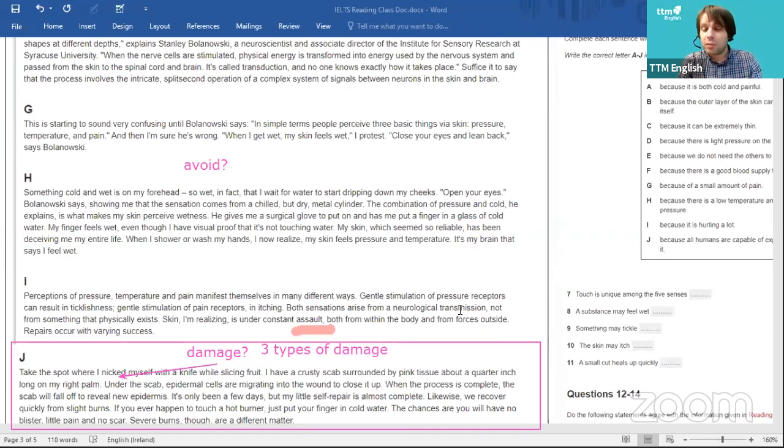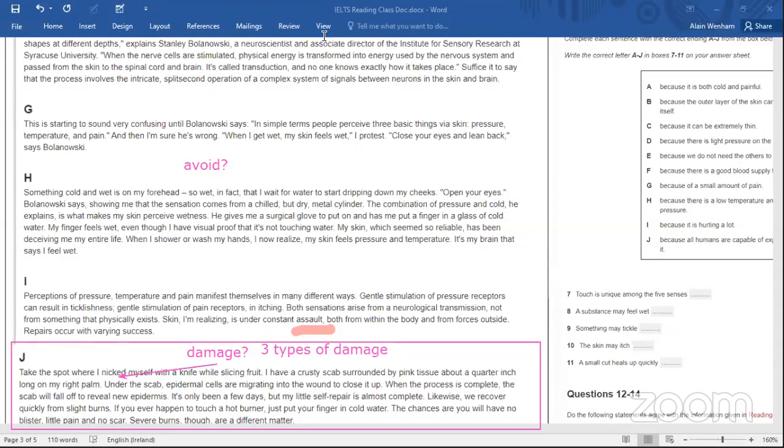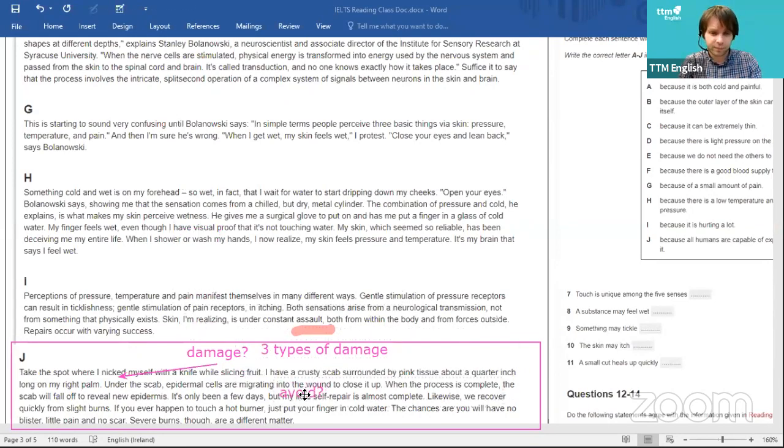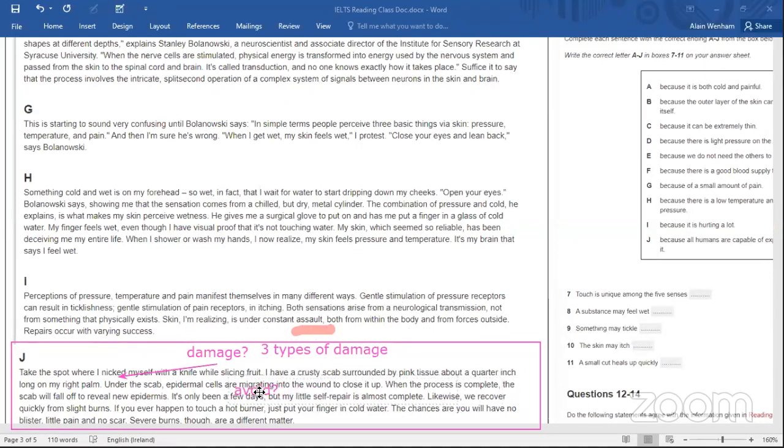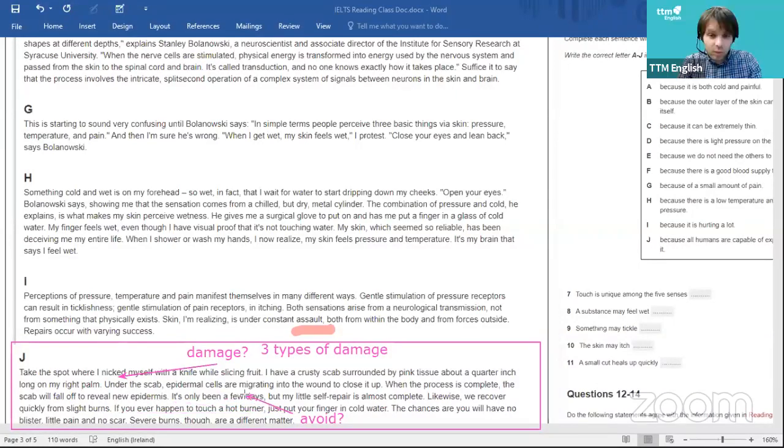What about, did we find anything for the other keyword? What was it again? Damage or avoid? I don't know if there is anything. Sometimes you can't find the other one. No blister. If you ever happen to touch a hot burner, just put your finger in cold water. The chances are you will have no blister. How about avoid? He gives me surgical gloves to put on. You can draw on the screen, guys. We get the idea. He gives me a surgical glove. That would be avoidance, wouldn't it?